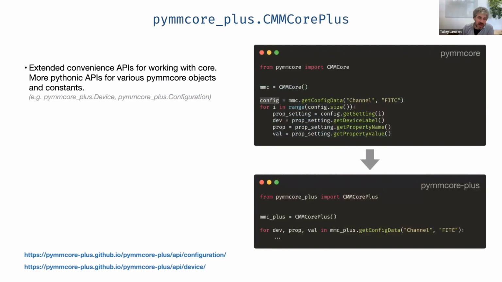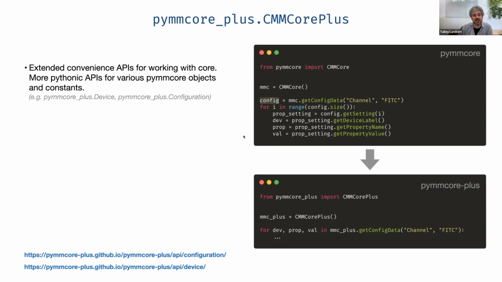Just an example of that, when I talk about convenience APIs for working with core: if any of you have used PyMMCore, you'll know that it very much looks like a C library. So for example, if you had a core object and you wanted to say, tell me what the FTSE configuration means, then you might write some code like this. You would say, get me the config data for the channel configuration group and the preset named FTSE. And then you would have to, for i in range config size, get the setting, and from that setting, get the device label, get prop name, get right. Very straightforward, but a little bit verbose.